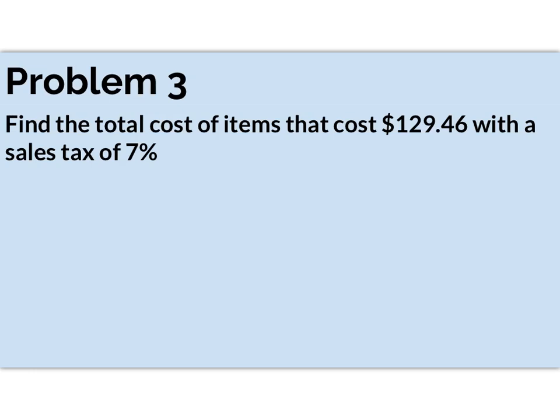All right. Final total cost with a sales tax. So we're going to do 129.46 times 1.07. And we're going to get $138.52.